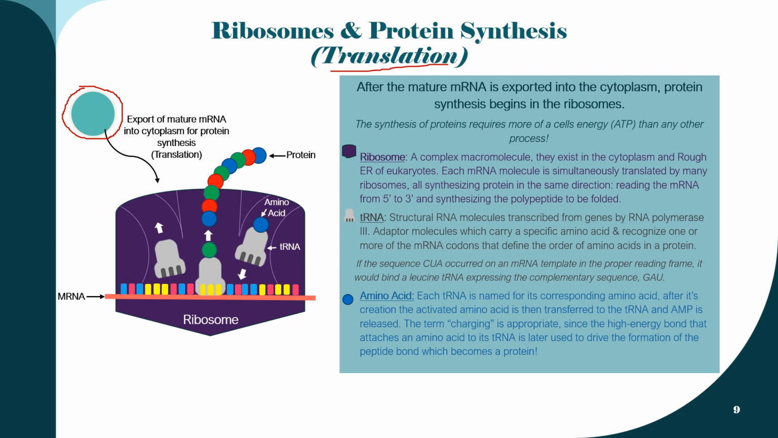The synthesis of proteins requires more of a cell's energy, or ATP, than any other process, which is why we were so specific in the last slide about cutting out all of those introns, putting a cap and a tail on the mRNA so that we know exactly what we're coding for and we're not wasting a bunch of energy doing it. So now, this big purple shape here represents your ribosome.